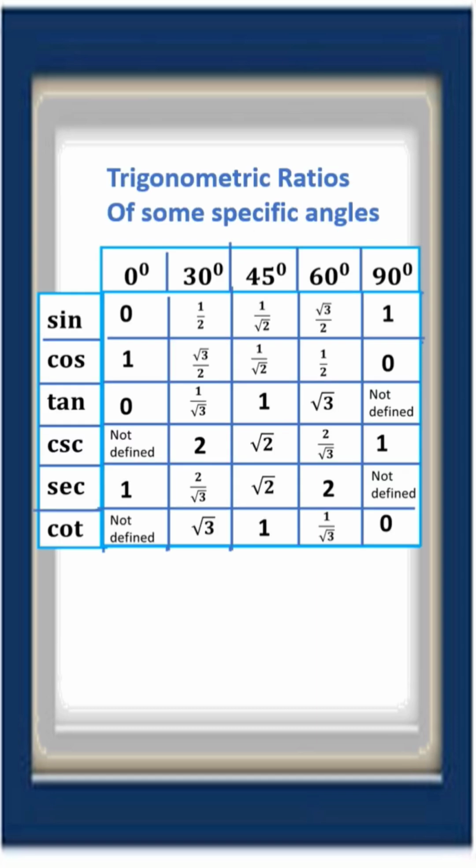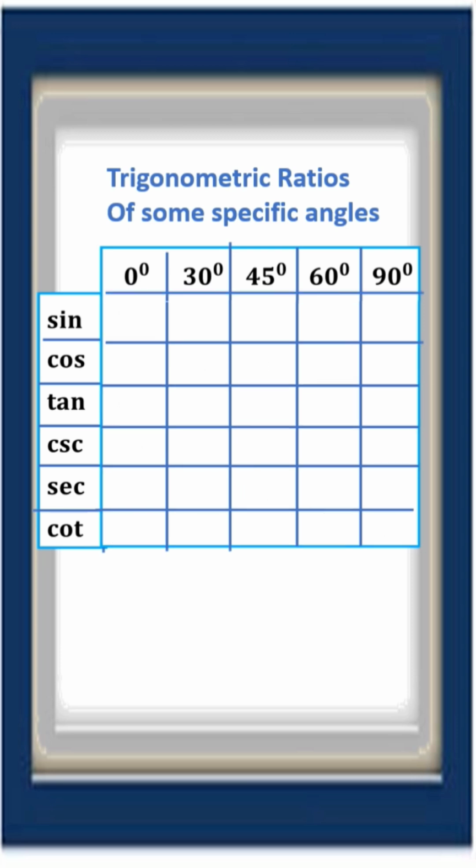Now let us learn the trigonometric ratios of some specific angles. I have given the table. If you remember this table as such, it will be well and good. If you can't, I have a trick. What is the trick? The specific angles are 0 degree, 30 degree, 45 degree, 60 degree, 90 degree. You have to write like this, and the ratios are sin A, cos A, tan A, cosecant A, secant A, cot A. You have to write in this manner and in an orderly manner also.